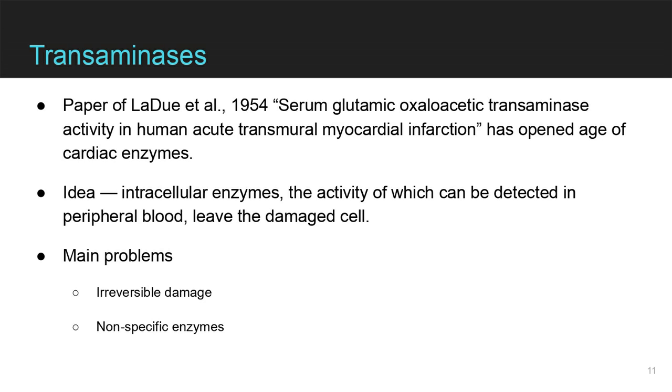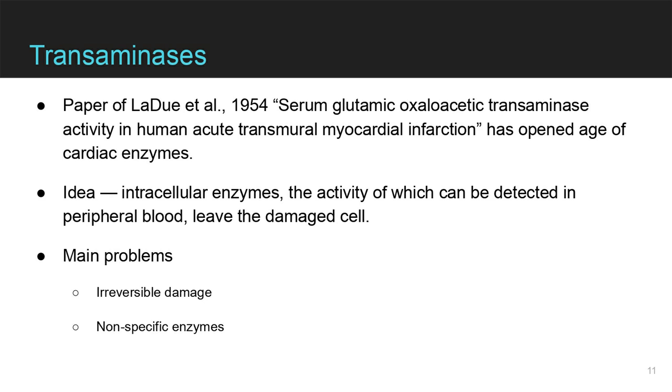So if you know a specific protein which we can find only in one specific organ, and if we find this protein outside, in blood, we can conclude that this organ is damaged. This is the main idea. If this organ is damaged, components of the cells which build this organ we can find in peripheral blood. So the first problem of using transaminases to determine patients with myocardial infarction is we don't know, is this damage reversible or irreversible?